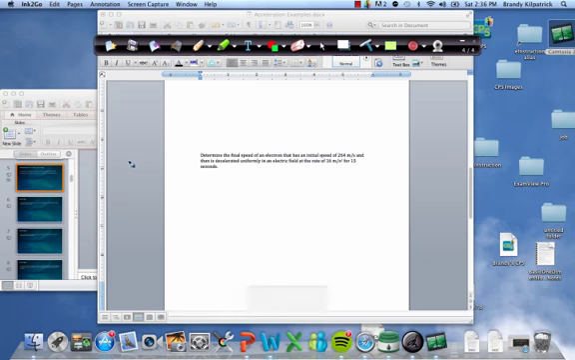All right, so it says determine the final speed of an electron that has an initial speed of 264 meters per second and then is decelerated uniformly in an electric field at the rate of 16 meters per second squared for 15 seconds. So, first thing I always do, I look for what it's asking for. It says determine the final speed. So it's Vf is equal to question mark.